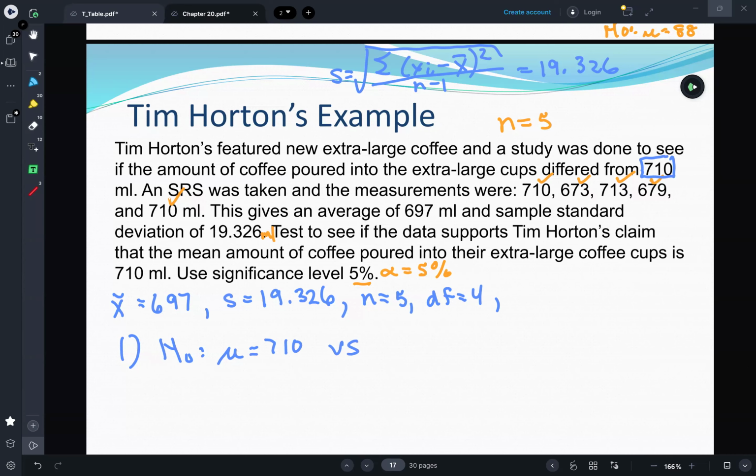Versus the alternative is going to be mu. What should we use here? Based on the words: test to see if the data supports Tim Hortons' claim that the mean amount of coffee poured into their extra large coffee cups is 710. So it's, yeah, exactly. Yes, does not equal. So we have now this time a two-sided test, a two-sided t-test.